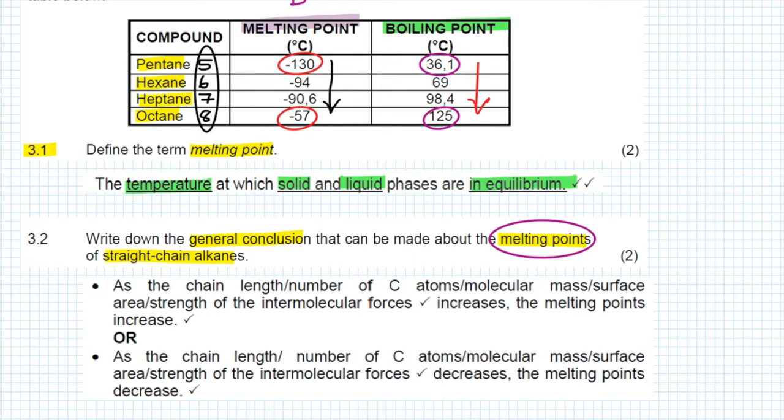So to answer this question, we say, as the chain length increases, the melting points increase, right? So as we go from 5 to 8, we see that we go from negative 130 to negative 57. In other words, the melting points increase. Instead of saying the chain length, you could have opted for as the number of carbon atoms increases, as the molecular mass increases, as the surface area increases, or as the strength of the intermolecular forces increases. Any of these would have been accepted. Or you could have stated this the other way around and said, as the chain length decreases, the melting points decrease. What is very important here is that you do not use the term directly proportional.